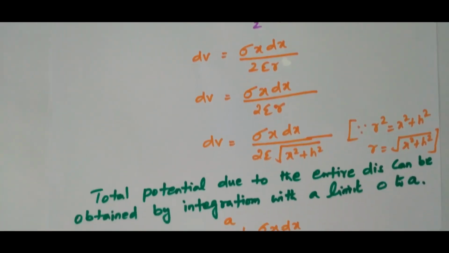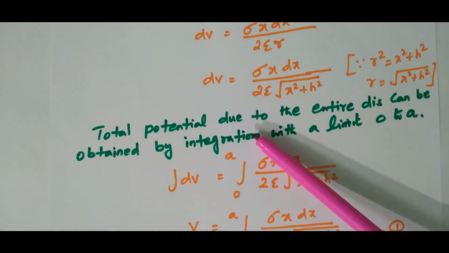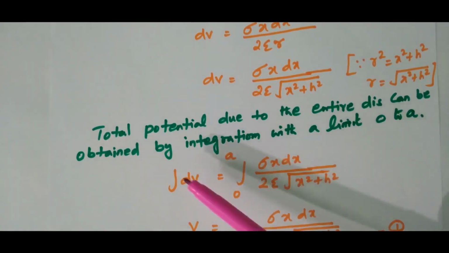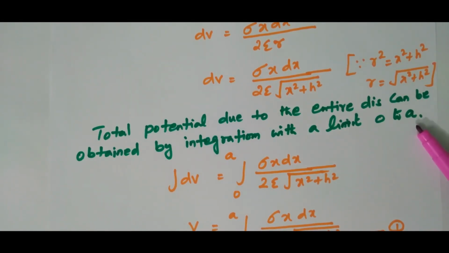Then we get the total potential. The total potential due to the entire disk can be obtained by integration with limits 0 to a. What is 0 to a? That is the radius of the disk. We assume that there are n number of rings of increasing radius. Those rings increase from 0 to a maximum radius of a. So the limit is from 0 to a.